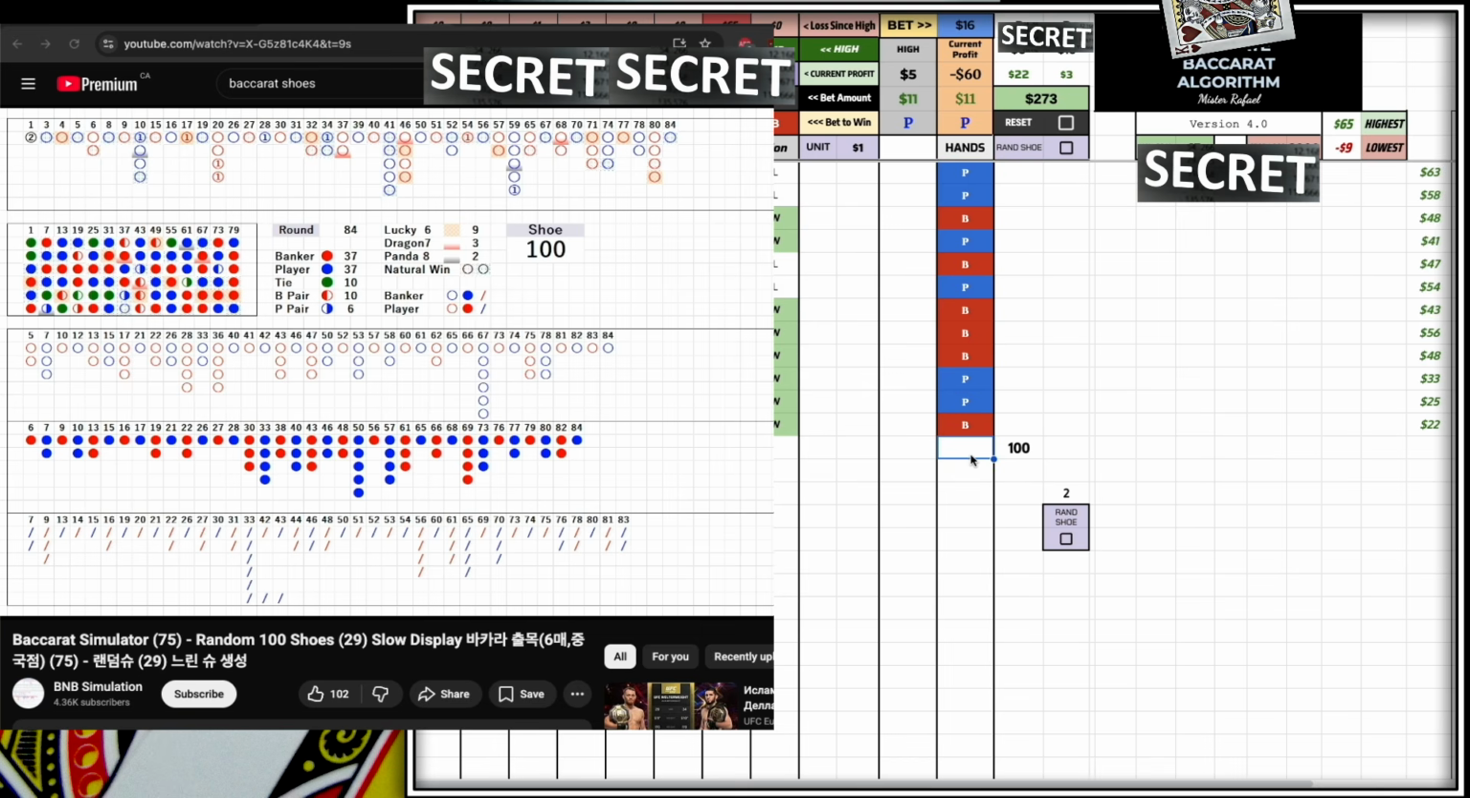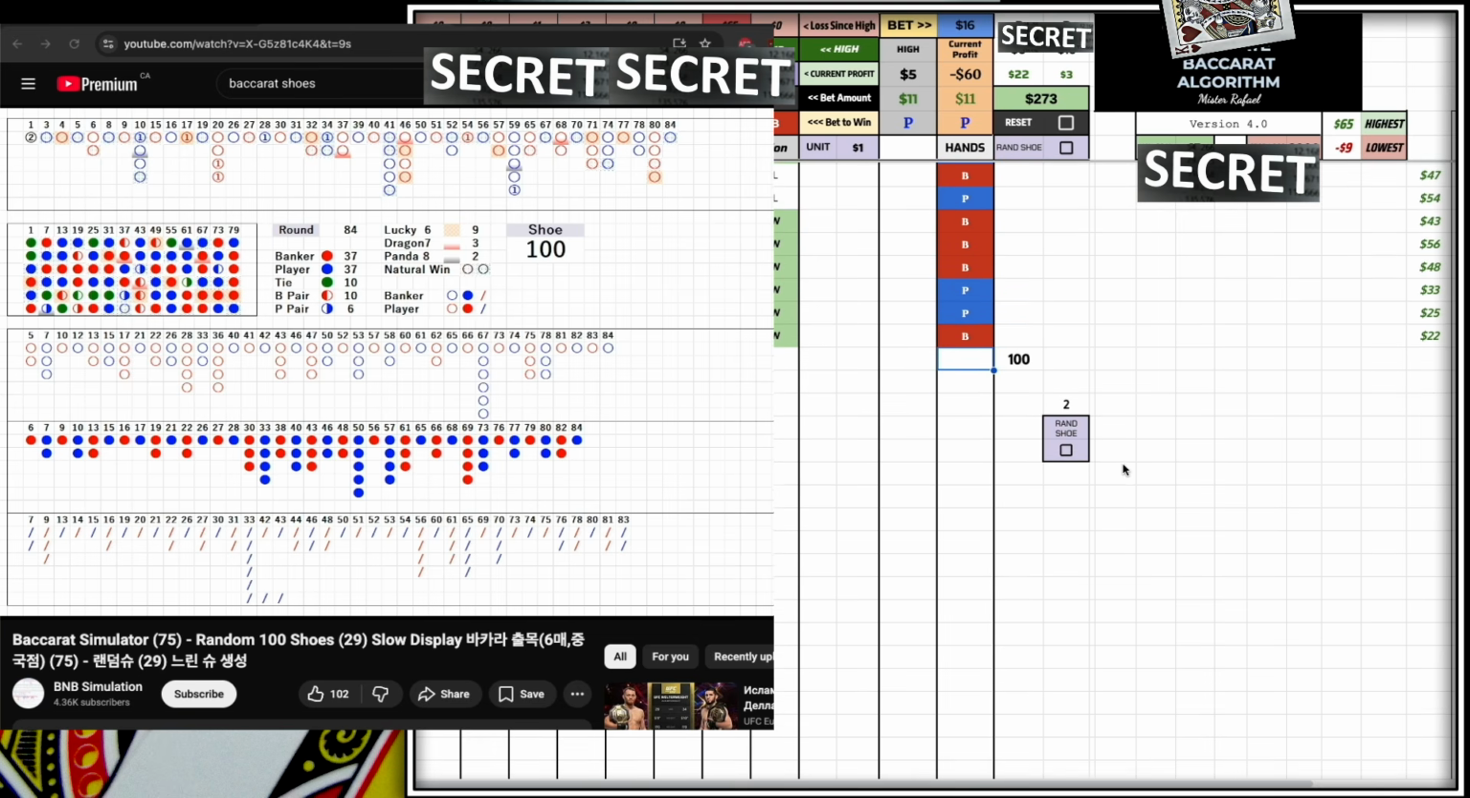Okay, so since this is the last shoe, even if we don't hit the win goal, it's okay. I'm going to enter in the entire shoe, and whatever number this is, we'll go with that. All right, here we go. Last shoe. It's going to start off with player. All right, if you're following along.